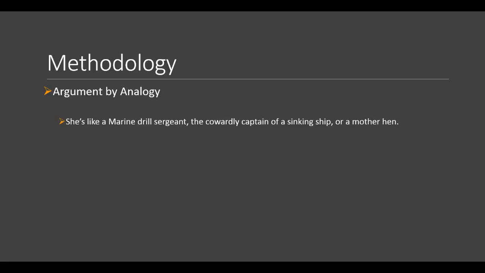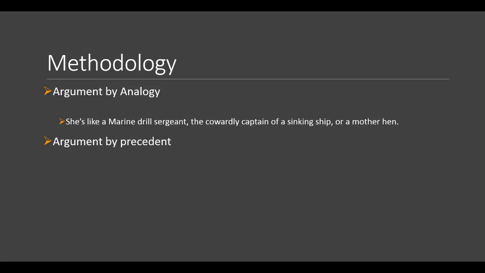There are two ways to construct a resemblance argument. Number one, by using analogies. For example, if you don't like your new boss, you can say she's like a Marine drill sergeant, the cowardly captain of a sinking ship, or a mother hen. Each of these analogies suggests a different management style, clarifying the nature of your dislike while conveying an emotional charge.